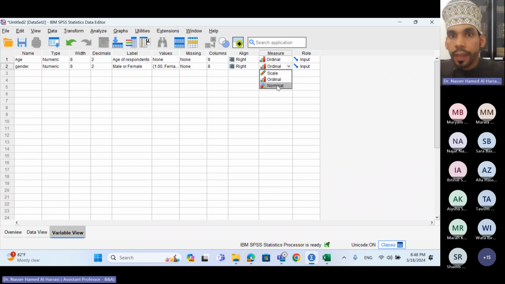Then here we have to ensure that it is nominal. What do we mean by nominal? That means the figures are already designed, representing or defining the characteristics of the respondents. So anything referring to the characteristics of the respondents of your study, we are going to use as nominal. Then we have the next variable, which is education.